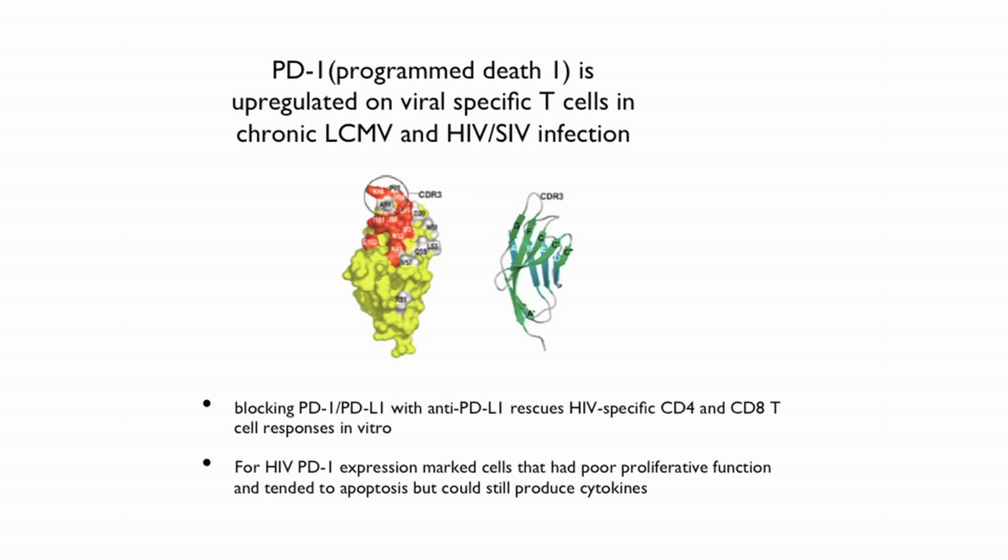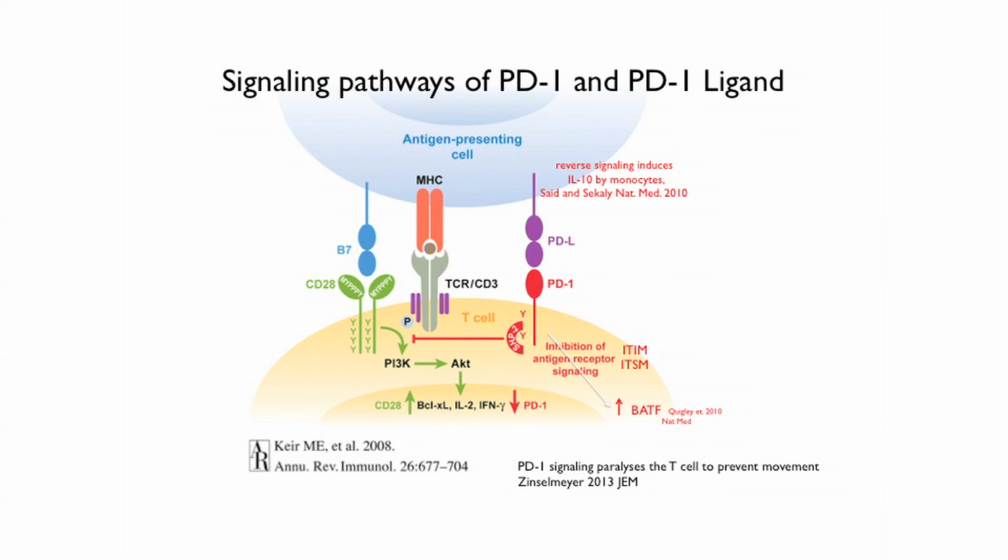If you block PD-1 signaling by blocking its interaction with its ligand, which is PD-L1, then you can enhance the function of HIV-specific CD4 and CD8 cells, and it allows them to proliferate. The signaling pathway of PD-1 has actually been really well worked out.